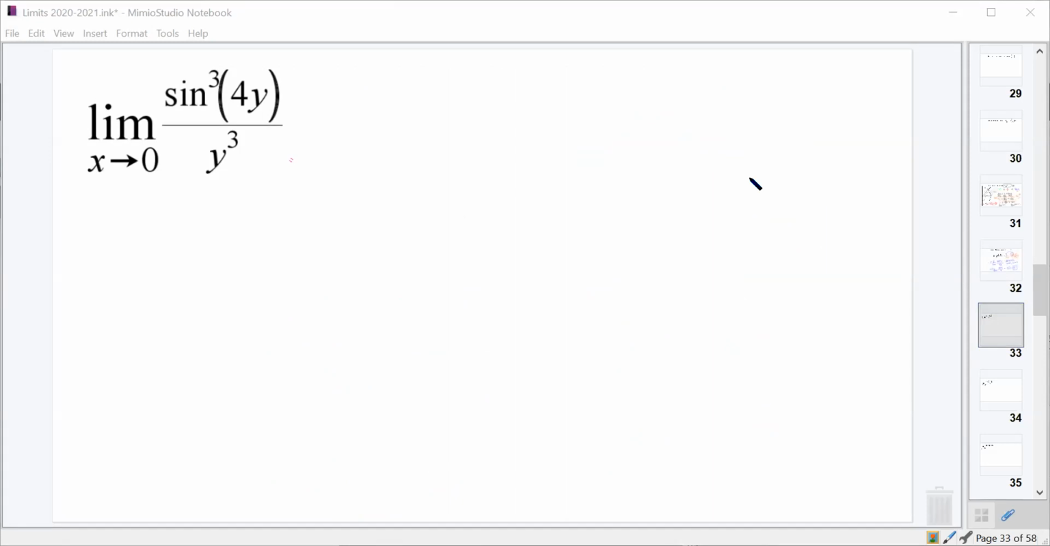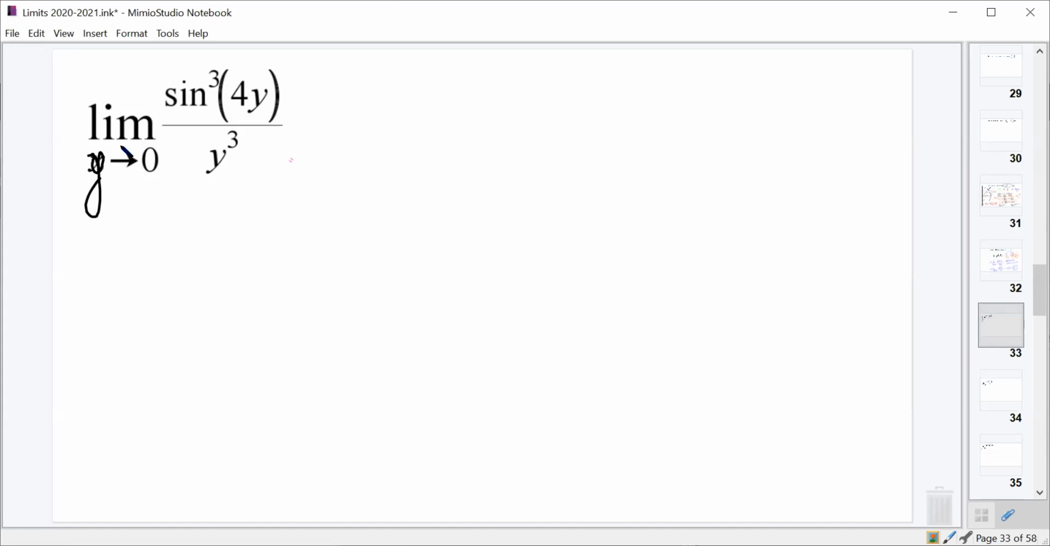How's this one different? It's sine of y, but x approaches 0 instead. Oh, right. I keep forgetting that I made a typo on this. Good. Let's make that a y. All right, now how is this one different?